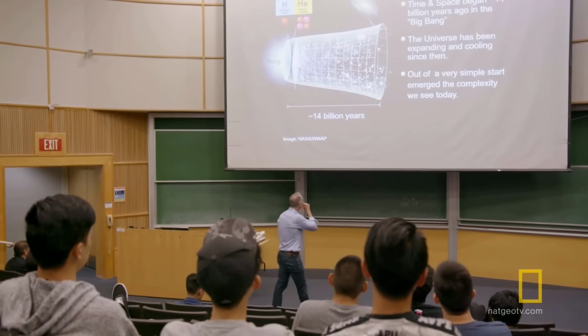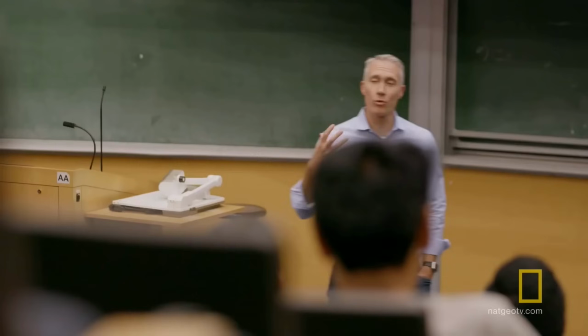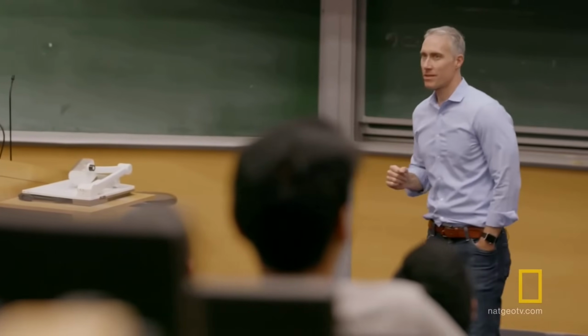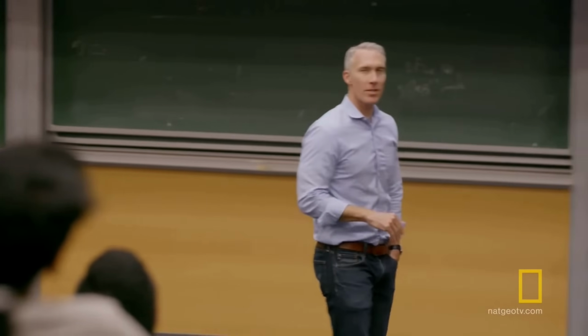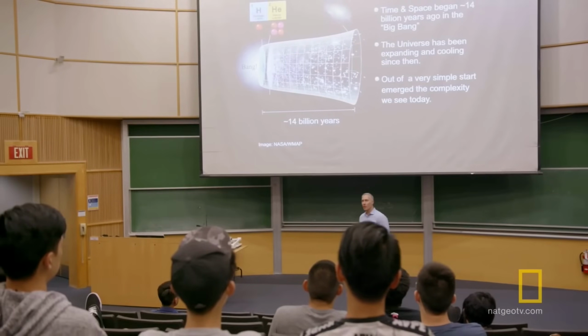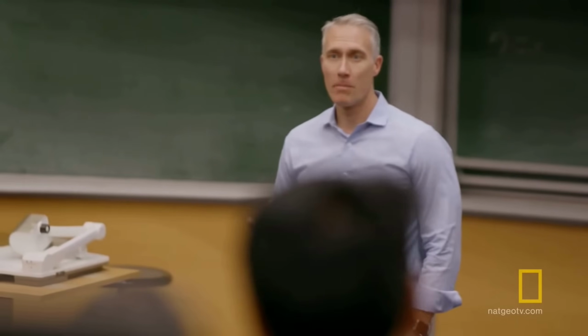James Bullock is a professor of physics and astronomy at the University of California, Irvine. He specializes in how galaxies form. The universe began about 14 billion years ago, an event that we call the Big Bang.